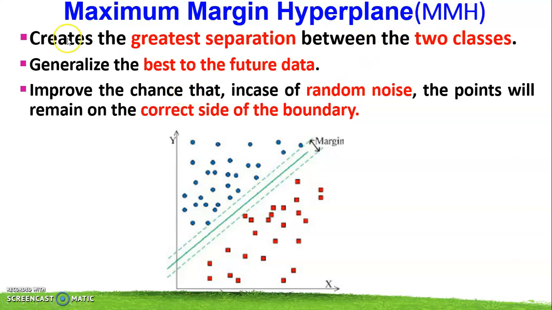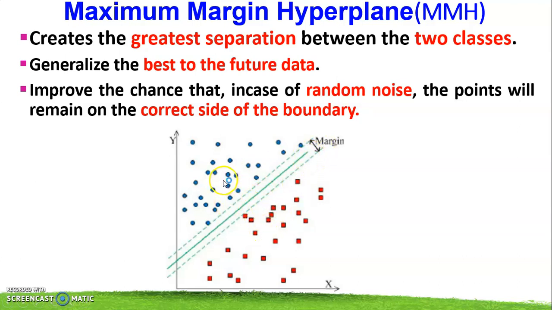The maximum margin hyperplane creates the greatest separation between the two classes. It generalizes the best to future data. It improves the chance that, in case of random noise, the points will remain on the correct side of the boundary. This is a pictorial representation of the maximum margin hyperplane.